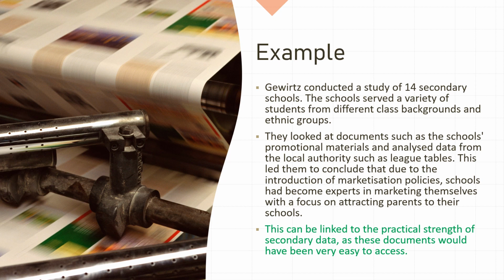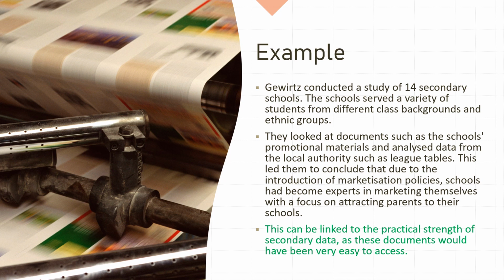So in this case, we're looking at some research done by the sociologist Gewirtz. She looked at 14 secondary schools serving a variety of different students, from different class backgrounds and ethnic groups. She wanted to look at the documentation that they put forward, their promotional materials trying to attract students. She also looked at league tables and things like that, and concluded that basically it was the middle class kids that benefited from the marketization.